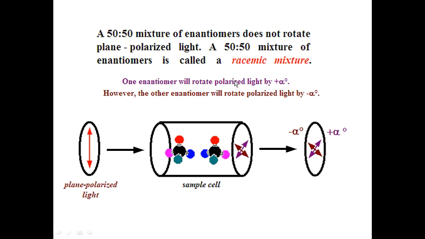Now, if you had a 50-50 mixture of enantiomers, then you would actually have no rotation. If I take my sample cell and mix 50% D and 50% L, they're going to cancel each other out, so effectively I get 0 degrees of rotation. It turns out that a 50-50 mixture of enantiomers is called a racemic mixture.